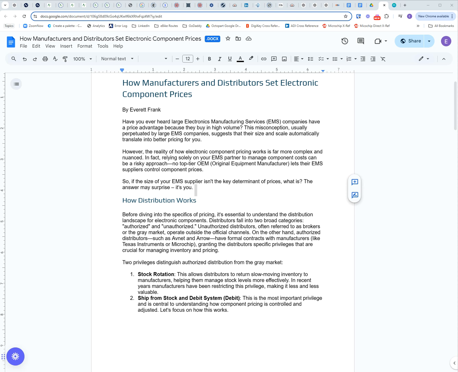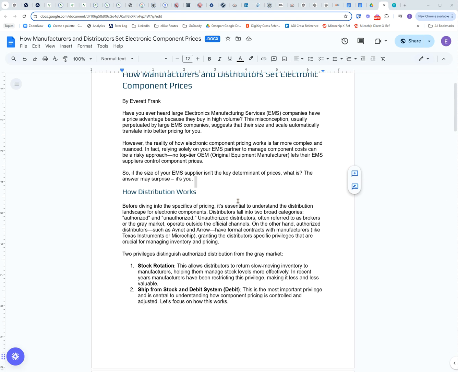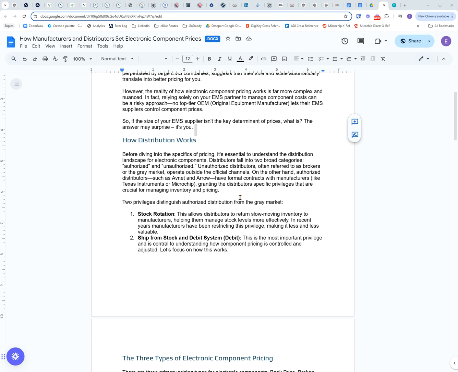So distributors fall into two broad categories: authorized distributors and unauthorized distributors. Unauthorized distributors, we often hear them called the gray market or brokers, things like that, and they operate outside of official channels, if you will. On the other hand, authorized distributors like DigiKey and Mouser have formal contracts with manufacturers like Texas Instruments and Microchip, granting the distributor very specific privileges that are crucial for managing inventory and pricing.